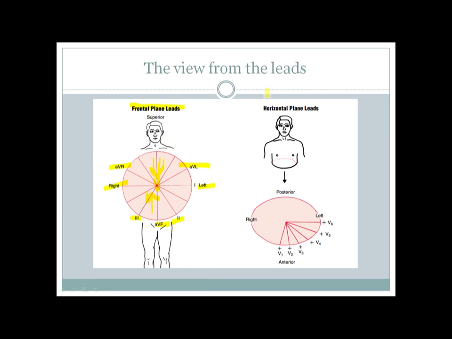So we see everything in the frontal plane, a plane which measures from above or below. But the horizontal plane leads, or the chest leads, see the heart from a horizontal plane, so we see directly into the heart, from anterior to posterior. So we can see the electrical activity in the heart from an anterior-posterior view, and the frontal plane leads give a superior-inferior view.